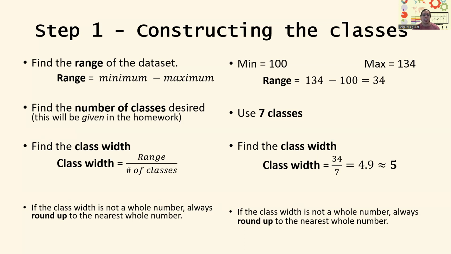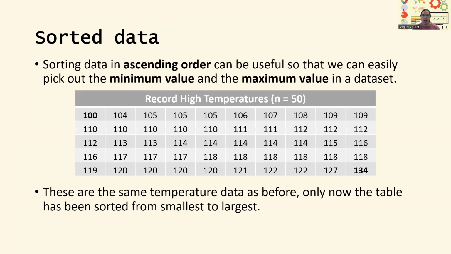Then we need to find something called the class width. And that is how wide these intervals or these ranges of values are going to be. The class width is just going to be equal to the range divided by the desired number of classes. If the class width is not a whole number, always round up to the nearest whole number. So if we go back a little bit, we can see from that sorted data set that the minimum value is 100. That is 100 degrees Fahrenheit.